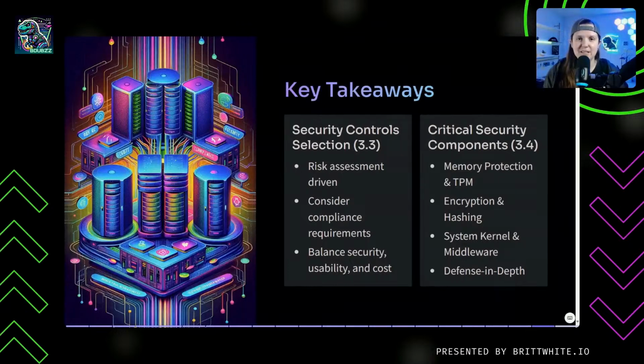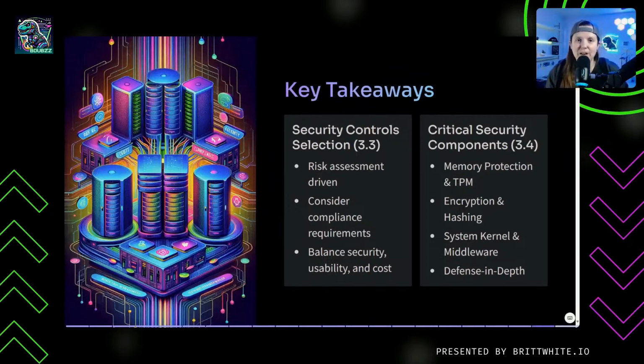We also discussed the system kernel and middleware. These are like the traffic controllers of your system, and they need robust security measures to prevent unauthorized access or manipulation. And finally, we talked about defense in depth. Remember, it's not about having just one strong lock. It's about having multiple layers of security across physical, network, system, and application layers.